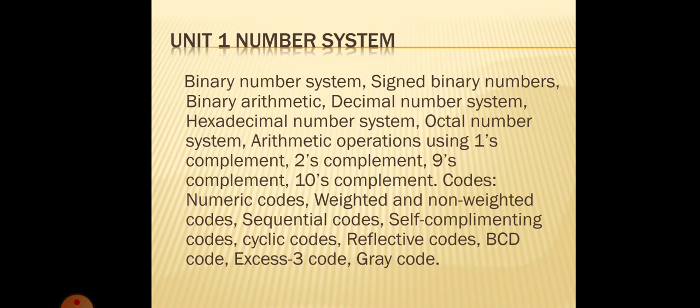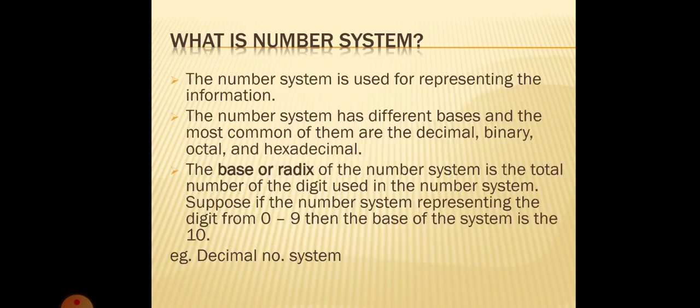Then next point of this first unit are codes, numeric codes, weighted and non-weighted codes, sequential codes, self-complementing codes, cyclic codes, reflective codes, BCD code, XS3 code and gray code. Okay, so this is all about the first unit. We will start with the number system.